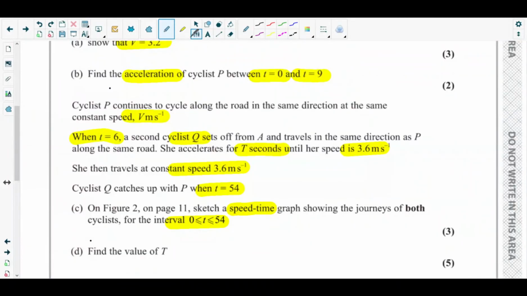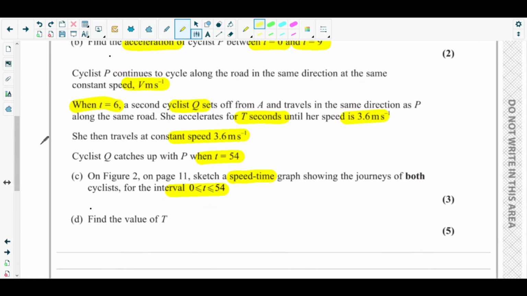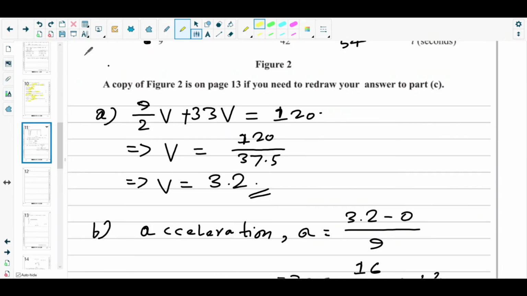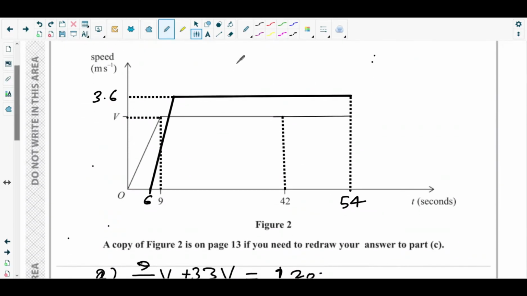Okay, next is part D, the last part of question number 4 from the M1 October 2024 paper. They're asking to find the value of t. To find the value for t, I didn't label this part. This part is basically, it should be a dotted line.